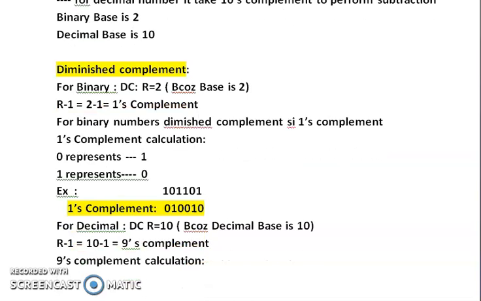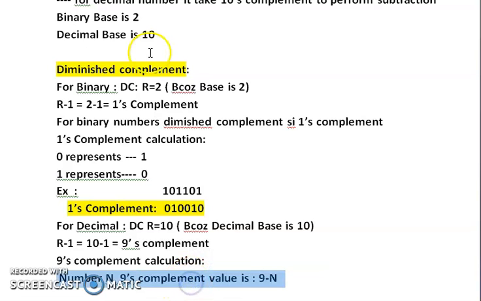9's complement means, for any number, for example number n, the 9's complement value is 9 minus n. So you can calculate it like this: 9 minus n is the 9's complement value.